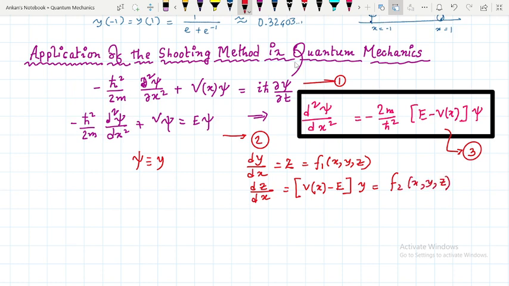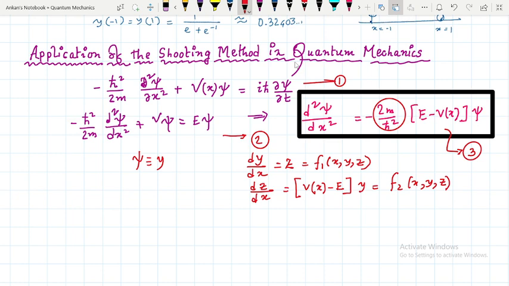Now here I have chosen a scaling. The term 2m by h-bar square is hampering here. In quantum mechanics these have very small values, but they should not be negligible for the analytical solution. But when we obtain the solution from the computer, it is difficult for the computer to run the program by choosing these extremely small values.